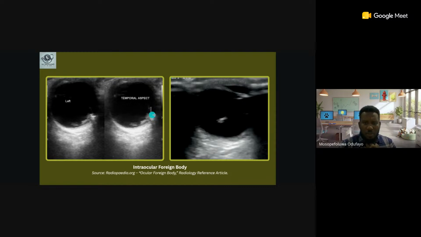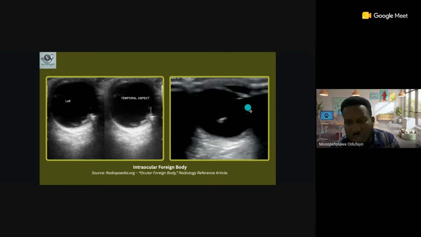Look at this comet tail artifact here. Take a look at how this is the object, but then you're now finding small reverberations proceeding down. This is a comet tail artifact. This is a foreign body. Is that okay? The assessment of this is intraocular foreign body.